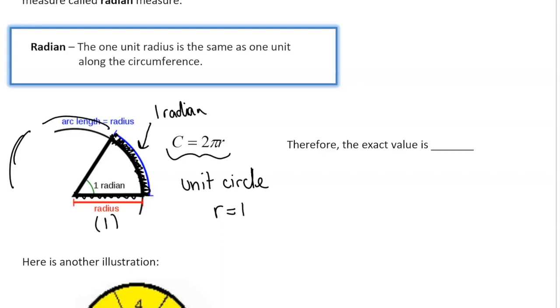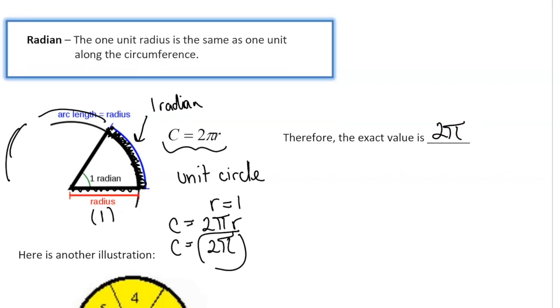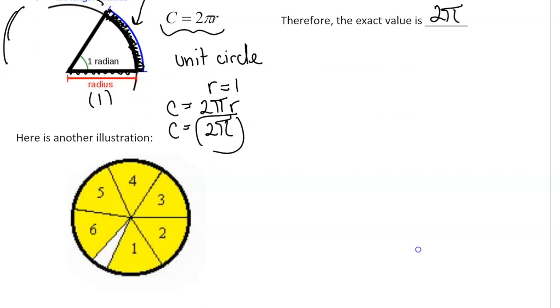Well, looking at our unit circle example right here, we know that circumference, the amount it takes to go around a circle, is 2 pi r. And if our radius is 1, it is going to take 2 pi units to go all the way around a circle. So the distance in radians around a circle for 1 rotation is 2 pi.